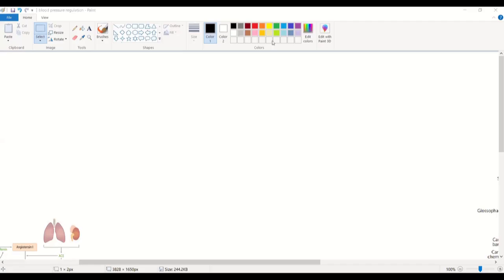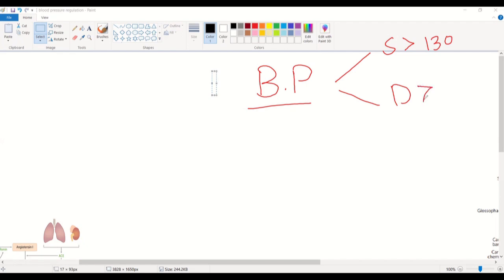So today we will discuss blood pressure, right? There are a lot of guidelines on blood pressure. I'm following First Aid. First Aid says that hypertension is systolic blood pressure more than 130 and diastolic blood pressure more than 80. There are a lot of guidelines and a lot of variability.